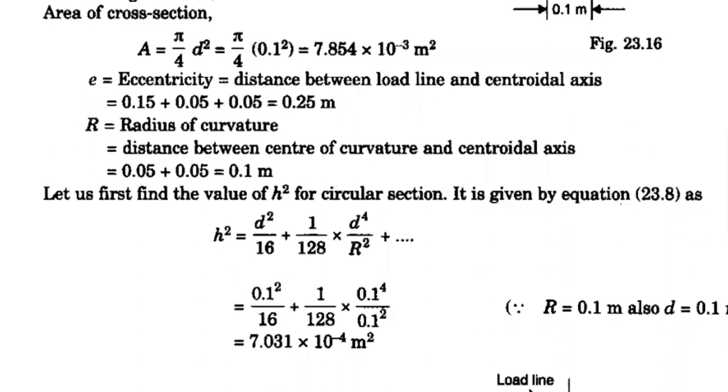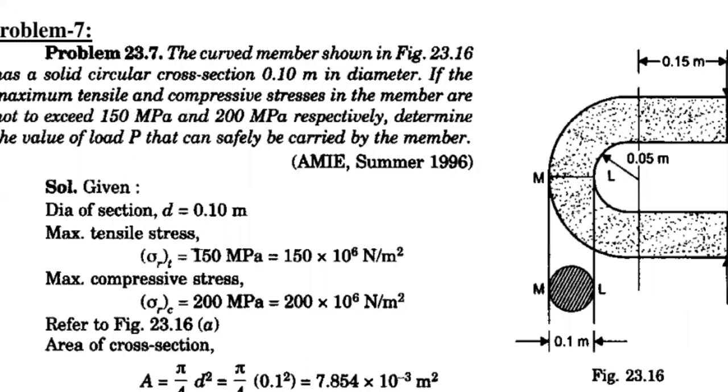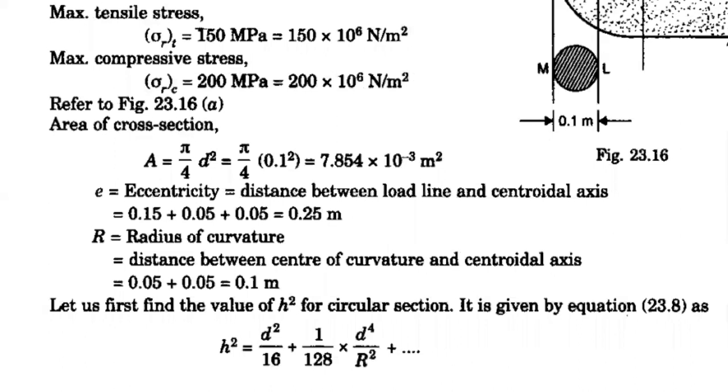And so on, as you know. Here d is the diameter value that is given. Now here r is the radius of curvature. What is the radius of curvature here? The distance between the center of curvature and the centroidal axis. Please observe the figure. If you have any doubt, here I think it is not mentioned in the figure. Normally it is the distance between the center of curvature and the centroidal axis.